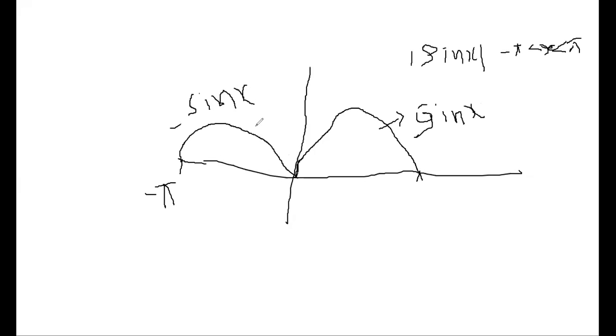Is it clear? Are you getting why we are taking sin x in 0 to pi and why we are taking minus sin x in the interval minus pi to 0? Actually, in the interval minus pi to 0, the curve will be like this. Because we put modulus, we have to take the mirror image of that curve about the x-axis. Is it clear?